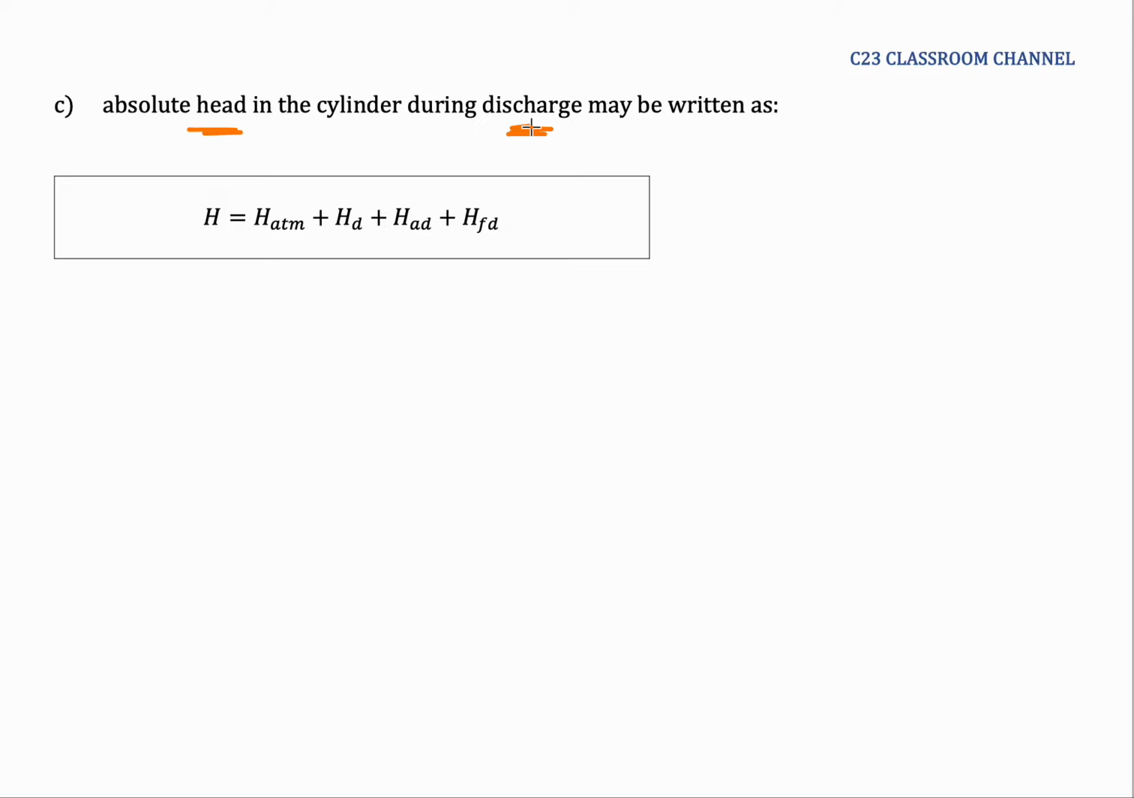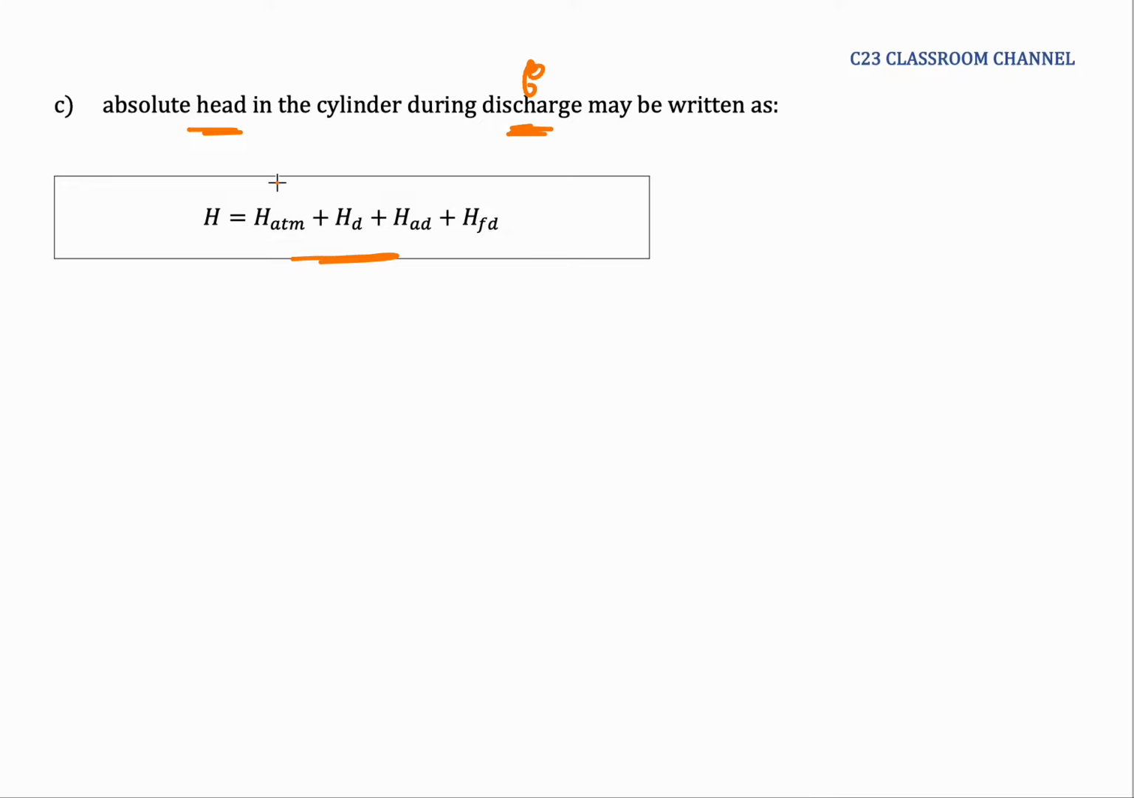So in discharge, you must remember that to push water above its own level is actually very hard work. You need extra energy to push water to the upper level. That's why, to calculate the absolute head in the discharge part, we need to add all these parameters.